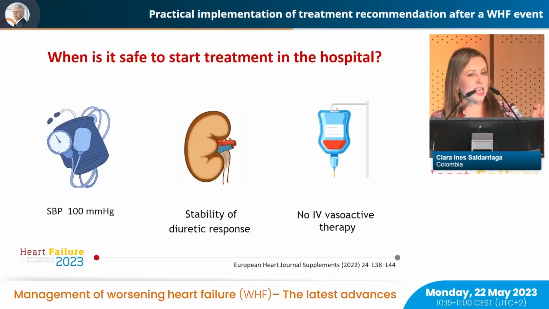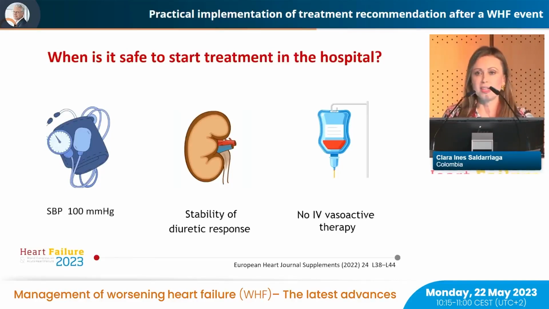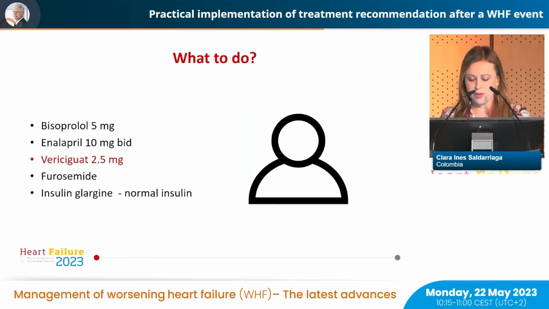So let's face my second question: when do we know that this patient is ready to start medications in the hospital? Here you can see 3 things that are common elements in all the trials that Shelley showed about when to start medications in the hospital. If the systolic blood pressure is more than 100, if we have a stable renal function in our patients, and if the patient is not on IV vasoactive therapy, then that's the right time to start medications in the hospital. So this is what we do with this patient. We start vericiguat 2.5 milligrams.